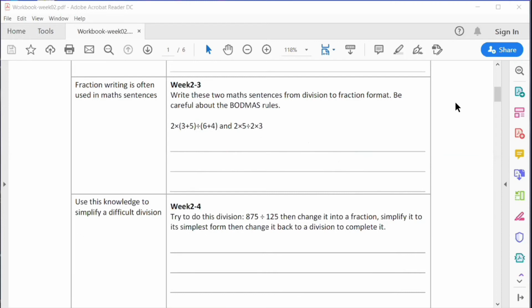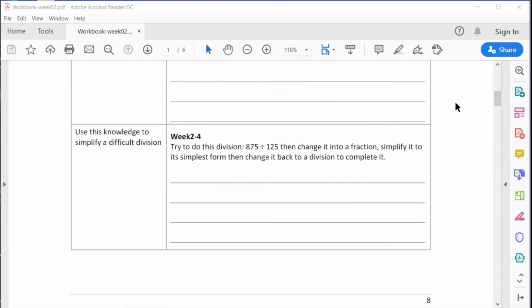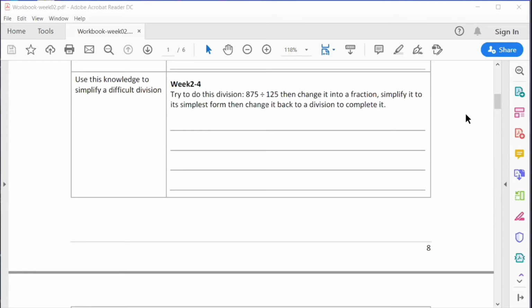All right, now we'll go to the next. Everything will be on Google Classroom, so you don't have a problem. Here, try to do this division. You have 875 divided by 125. So you try to do this. Then change it into a fraction, simplify, then do it.